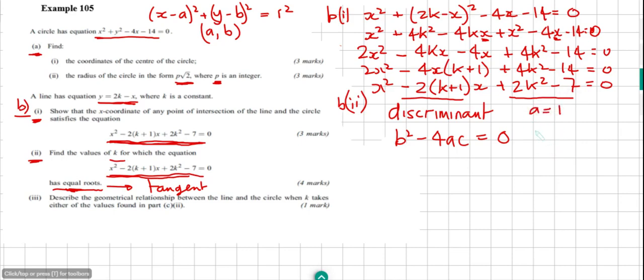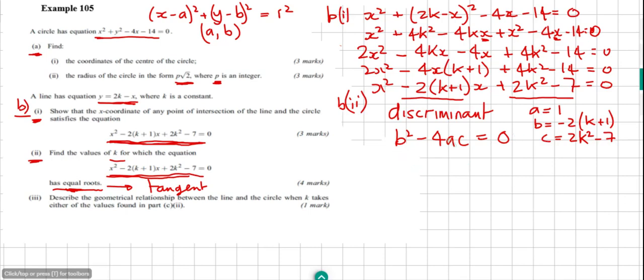So a is equal to 1, b is equal to minus 2k plus 1, the coefficient of the x, and then c is the number, which is a number even though it's in terms of k. K is a constant, so we may need to work out the value of k later on in the question, which would be the usual thing. So that's c is 2k squared minus 7.